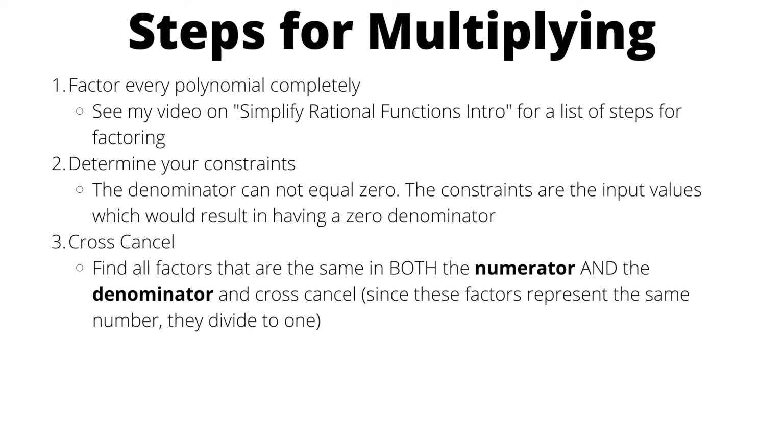So step number one, you need to factor every polynomial completely. I have done a video on this previously entitled Simplify Rational Functions Intro. This gives you a list of steps on how to factor. Next, you need to determine your constraints.